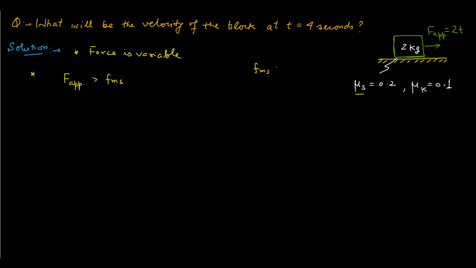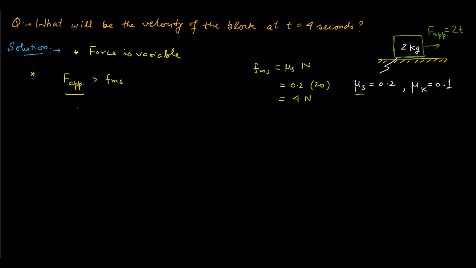FMS means force of maximum static friction, that is equal to mu s multiplied by the normal reaction. Mu s is 0.2 and the normal reaction from this figure you can write 20 Newton. So the force of maximum static friction here is 4 Newton. So unless this applied force becomes 4 Newton, the block cannot move.